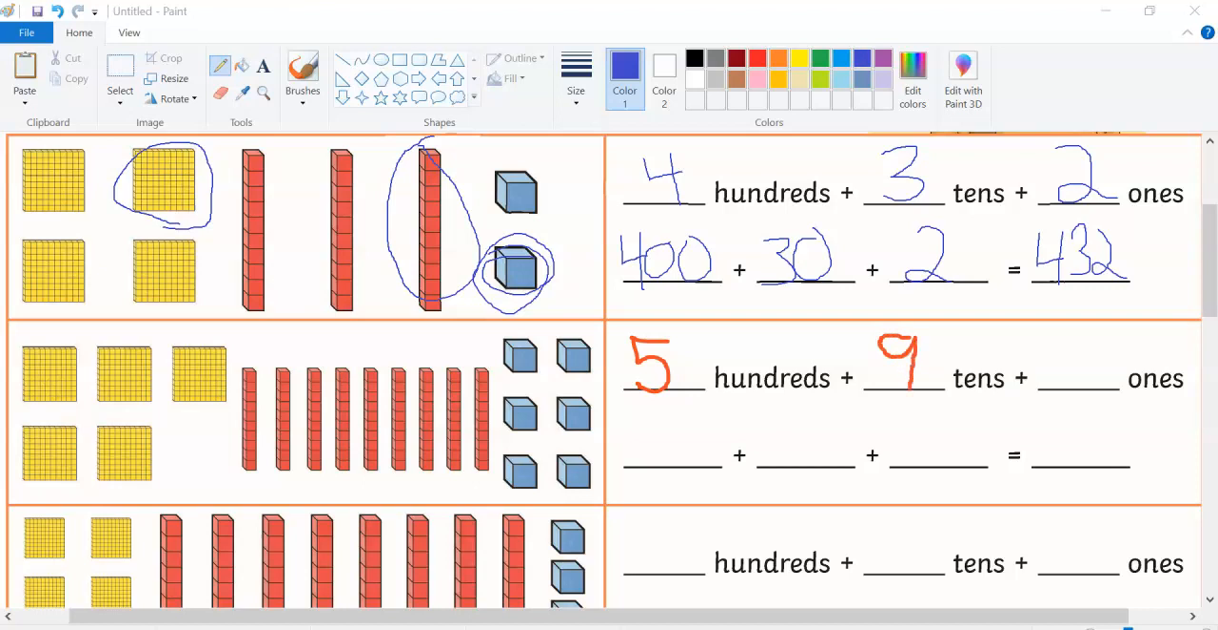Let me ask you something real quick before we move on. What if we have 10 of these blocks? What do we really have? We really have another 100. So instead of having 10 blocks here, we'll just make another 100 block, and this would be 6. Okay, does that make sense? All right. The ones, we have 1, 2, 3, 4, 5, and 6. So our number is 6 here. The easiest one to move down here is the number 6, since it stays the same.